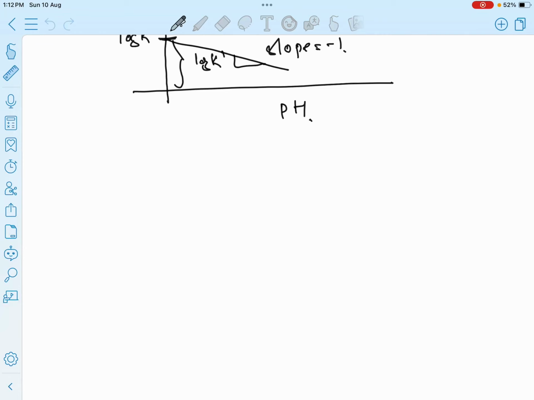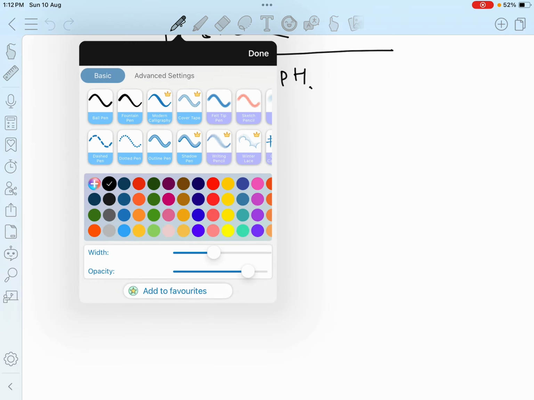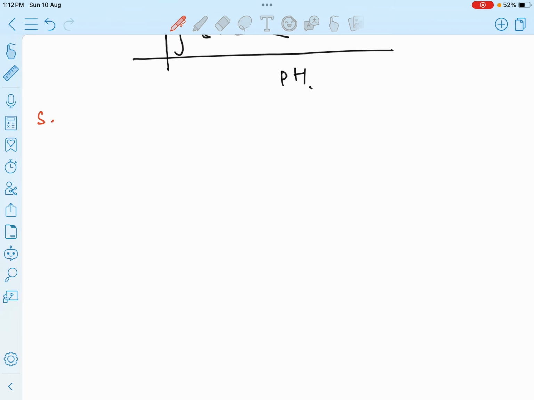So welcome back to the next class of chemical dynamics. In the last class we discussed acid base catalysis, and we discussed one mechanism of acid catalysis reaction. Now in this class we will start with the second mechanism of acid catalyzed reaction.